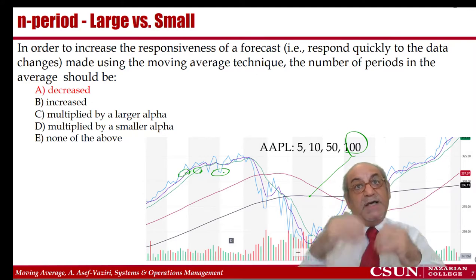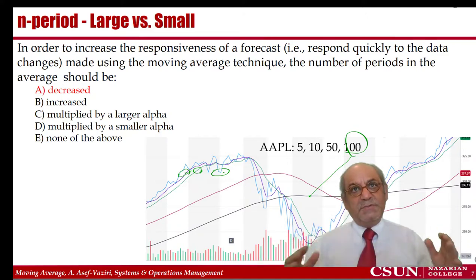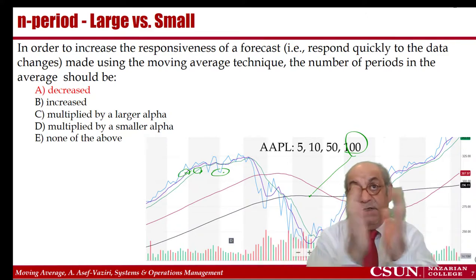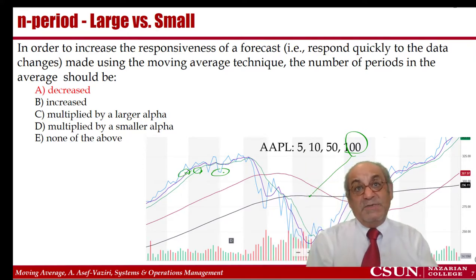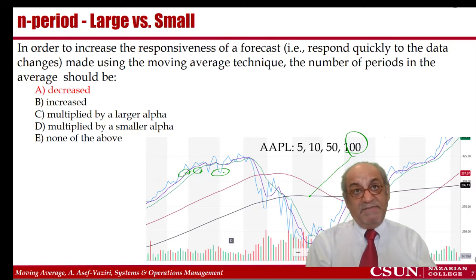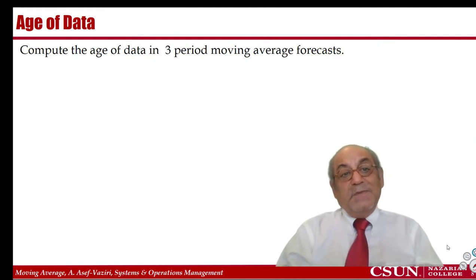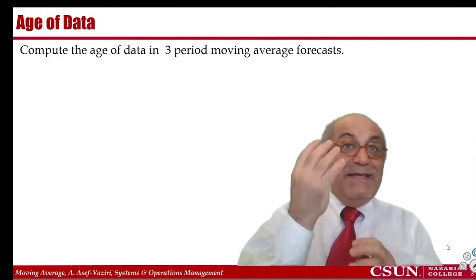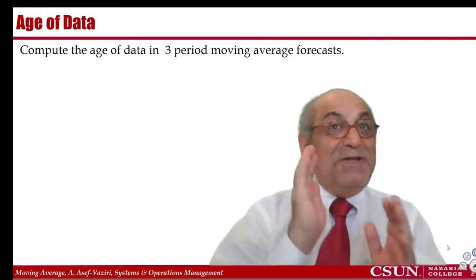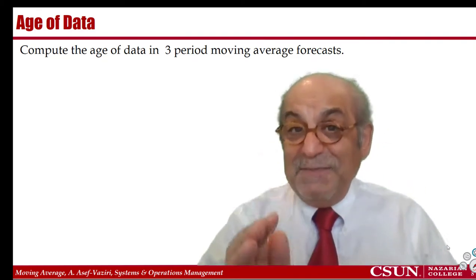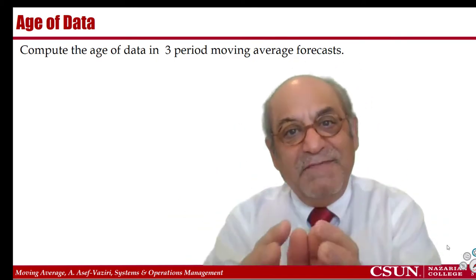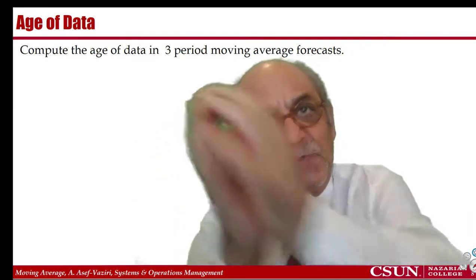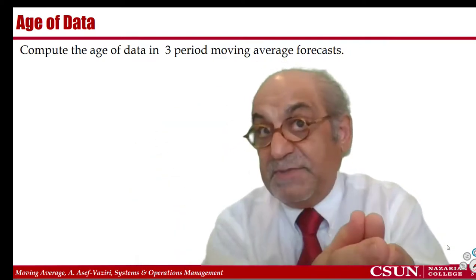When the number of periods goes up, curves become smoother. When the number of periods goes down, it shows more fluctuation. That is what we refer to as more responsive, responding to the most current changes. Compute the age of data in the 3-period moving average forecast. That is the 3-period moving average in 1 period, which has been used as a forecast for the next period.